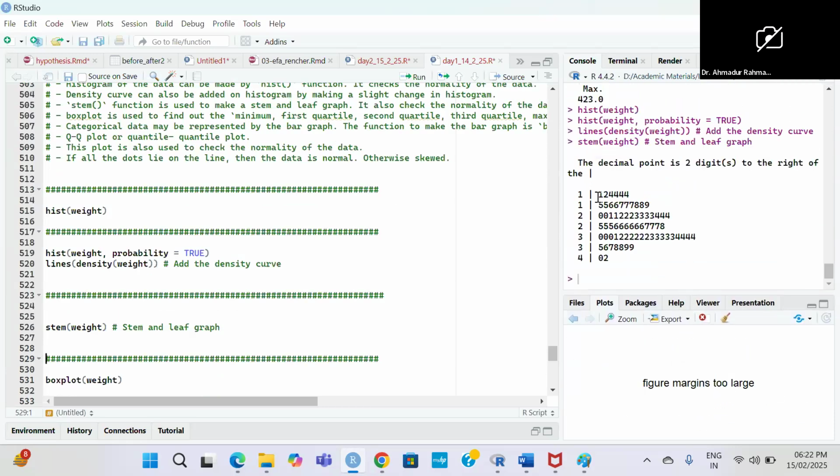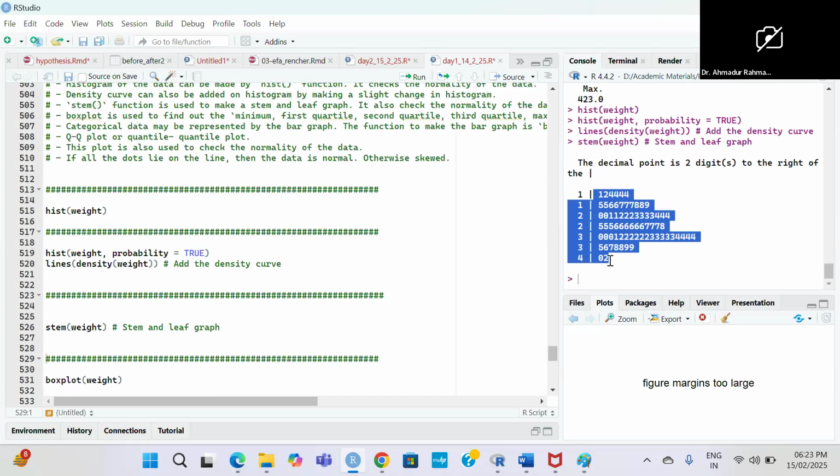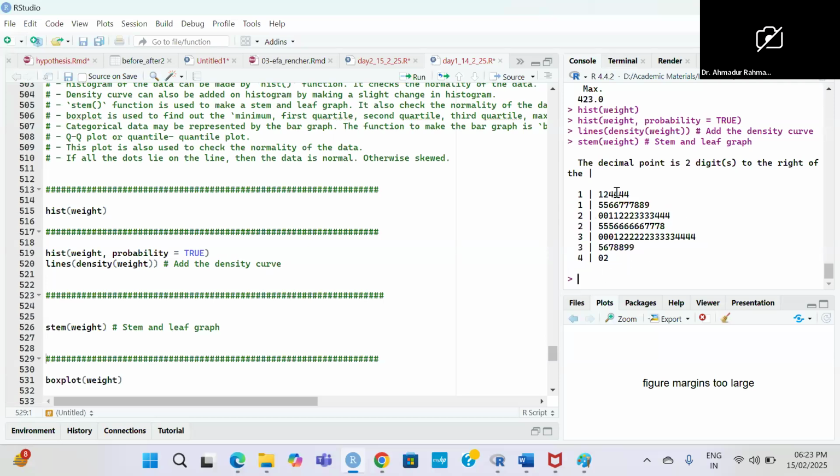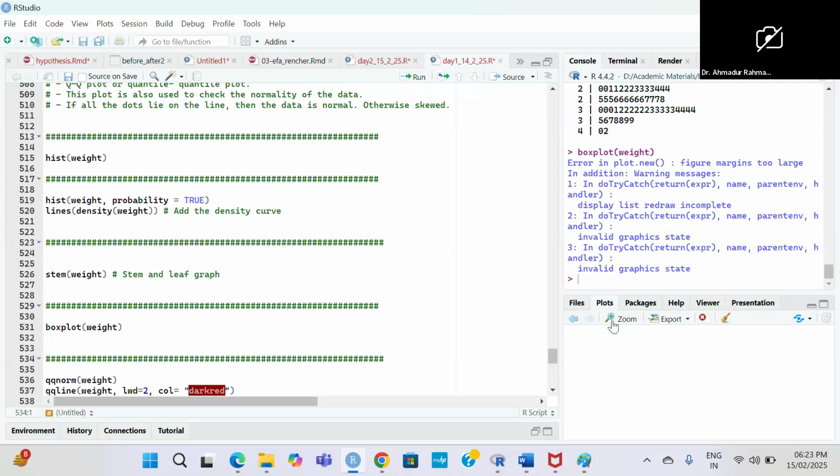This plot also gives the same result as the histogram, but the histogram is vertical and this one is horizontal. And if this is also following a normal distribution, then this upper part should look like a normal, bell-shaped curve. Okay, then a box plot is also plotted, and the box plot is also used for the same thing.